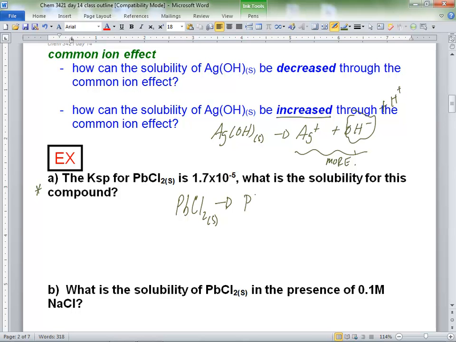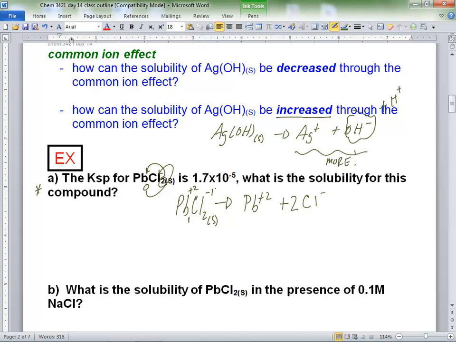Its ions, Pb2+. And what else? 2 Cl minuses, right? Remember that? Remember the trick to doing this? If they say lead, this is really the charge that goes there, and this is really the charge that goes here. This is really a plus 2. And since this is a 1, this is really a negative 1. If you don't remember the charges, that's the trick to figuring it all out.